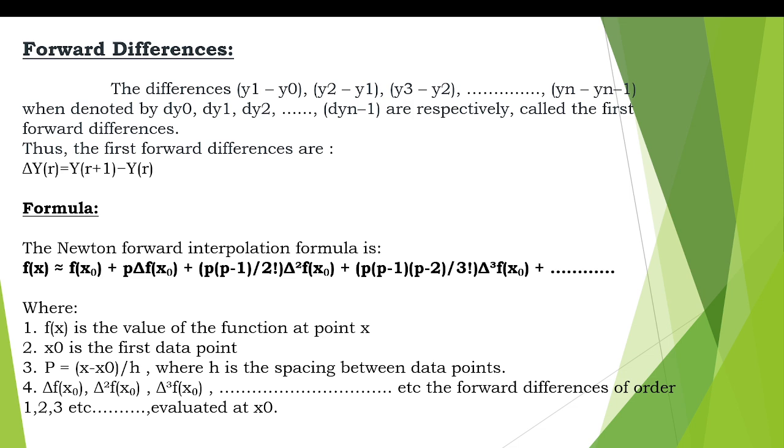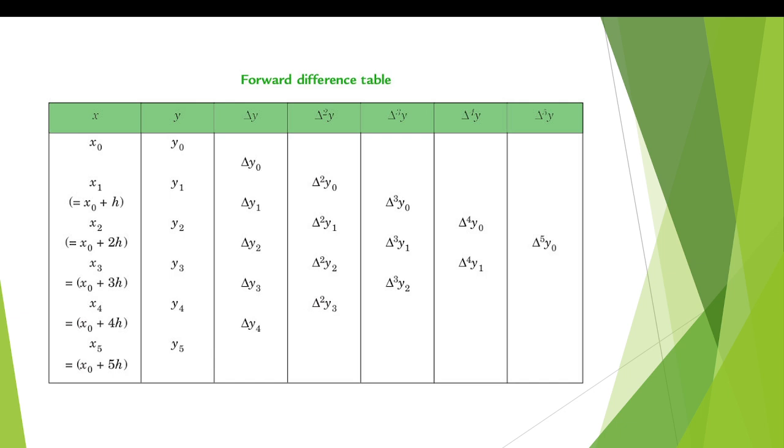And del f of x naught, del 2 f of x naught, del 3 f of x naught, up to the forward differences of order 1, 2, 3, etc., are evaluated at x equal to x naught.